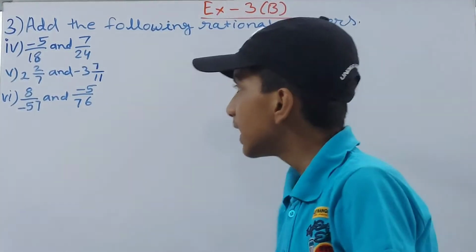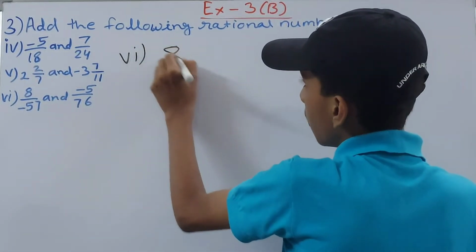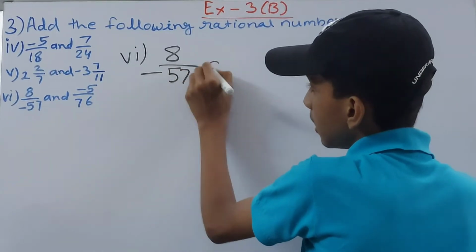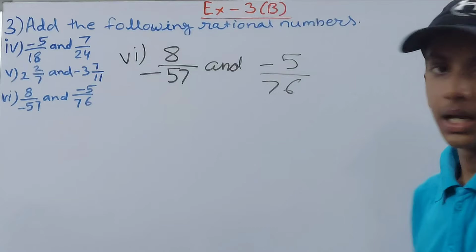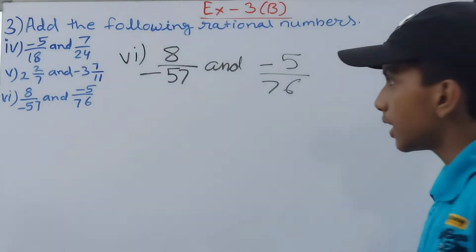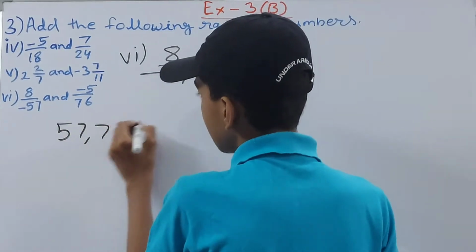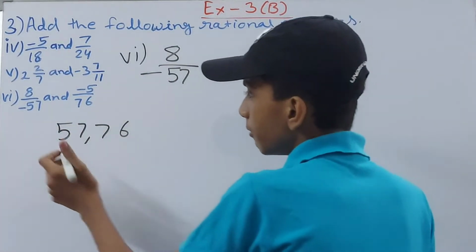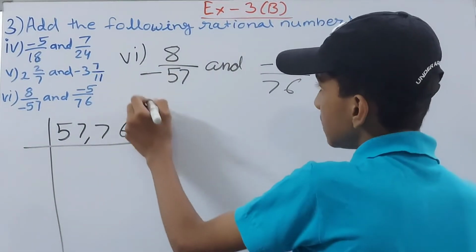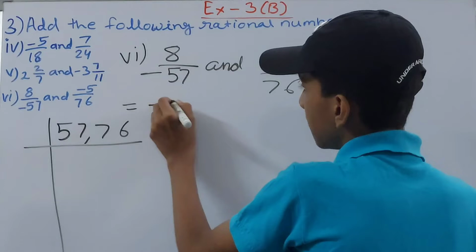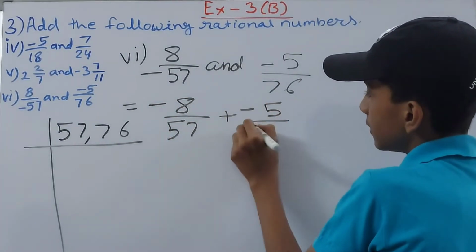Now moving on to the next part, right? This we have here 8 upon minus 57, and what else do we have? Minus 5 upon 76, right? Let's calculate the LCM because these numbers are big. So 57 and 76. I'm not going to write the minus sign for now, just forget about it. First we can convert this to a standard form, right? So this will be minus 8 upon 57 plus minus 5 upon 76.